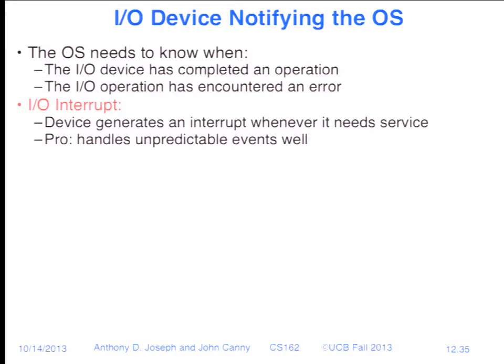An advantage of interrupts is that they process these unanticipated events well. The disadvantage is that they have a context switch-like overhead. You've got to save the state of the processor and then resume it later. And that can dominate the cost of doing the transfers if you have a lot of transfers.